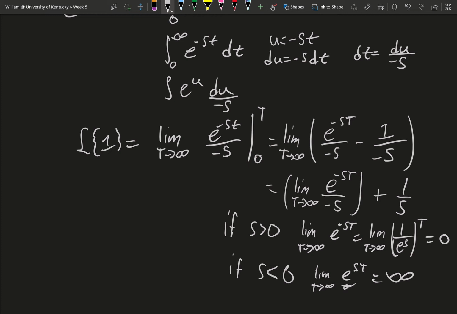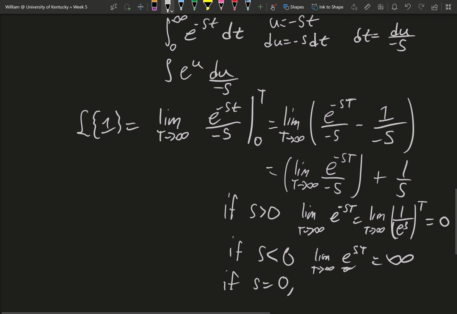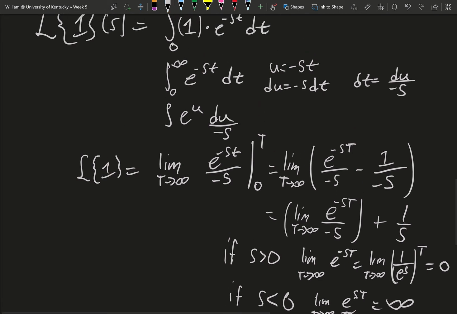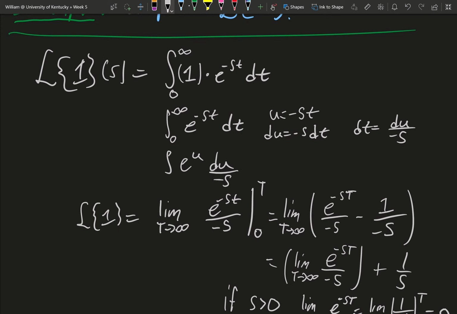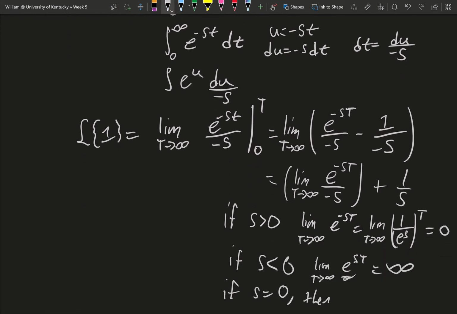The last case is if s equals 0, then note our steps back here are actually invalid. So this is not the integral if s is 0. If we go back to here, we see that if s is 0, this is just going to be the integral from 0 to infinity of 1 dt, which of course is also infinity.